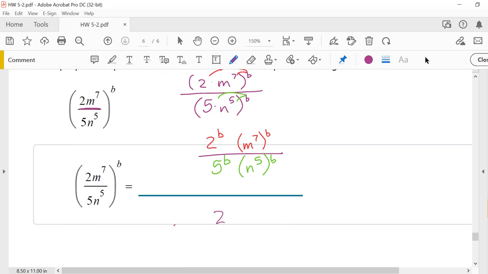So one more step. I have 2 to the b. Okay, m to the 7 to the b, multiply. So 7 times b is 7b. 5 to the b, n to the 5 times b is just 5b.